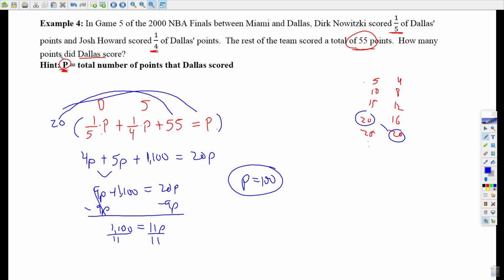So how many points did Dallas score? Total, Dallas scored 100 points because the P was the total number of points that Dallas scored. And that's what we found here. We could also find out how many points did Dirk score by looking at this. So we do 1/5 times that. Maybe you could figure out what that was. And 1/4 times the total number of points would be with Josh. So Dirk would have scored how many points? 20. And Josh would have scored 25. If you would multiply that by 100.